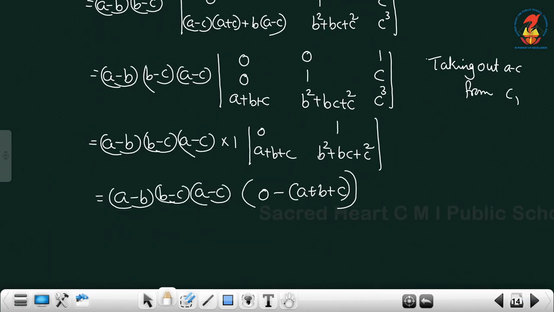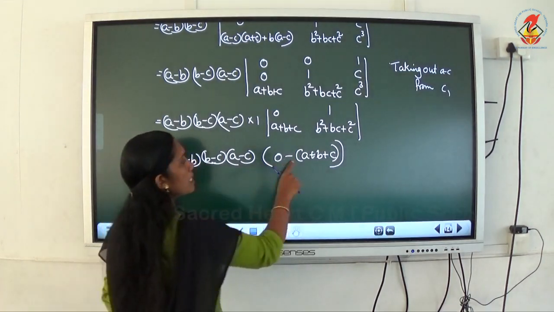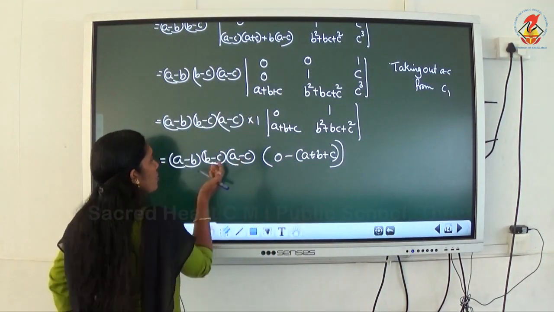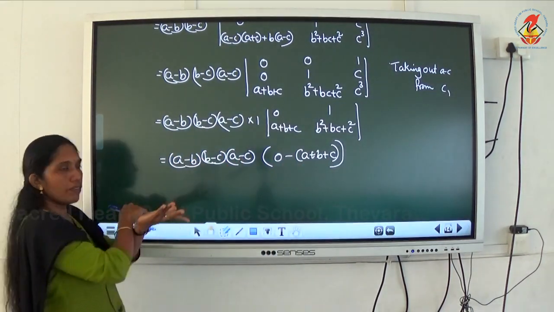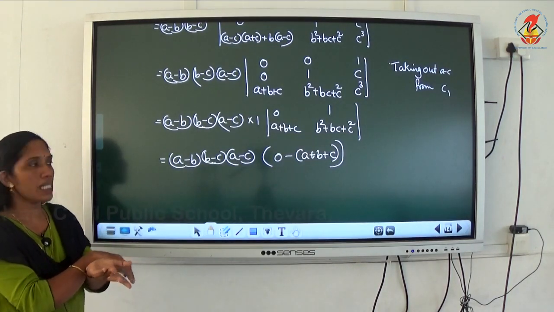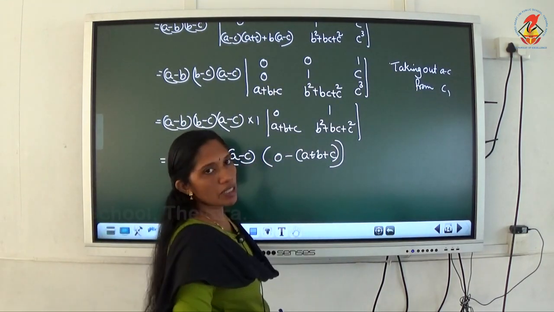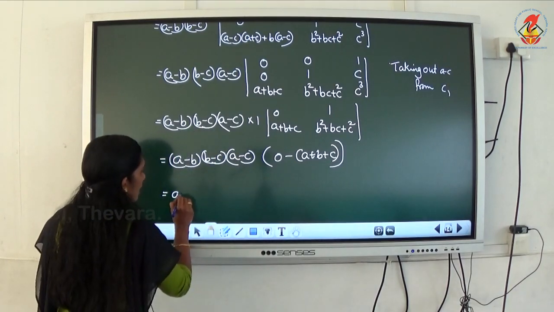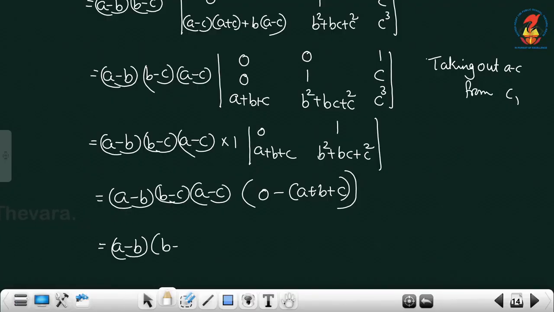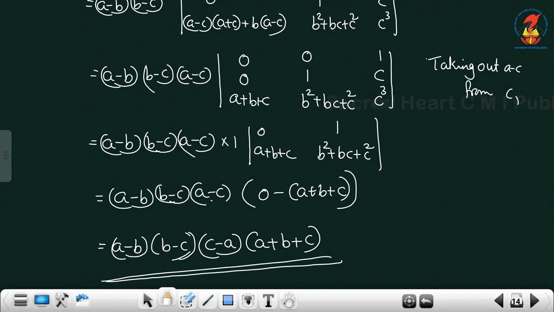But in the question, the answer is given positive only, a plus b plus c. So if we change any factor, if we write in the reverse order, there we get one minus sign. That minus and this minus becomes positive. So the answer is given like this: a minus b into b minus c. Here when we write c minus a, one negative is there. That negative into this negative becomes positive. So c minus a into a plus b plus c. So that is the result.